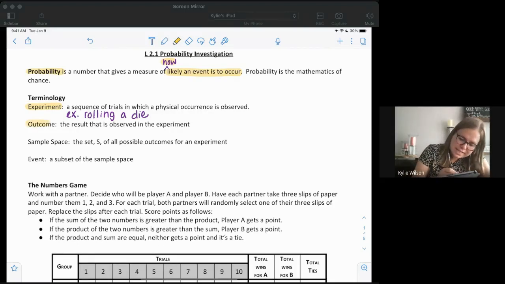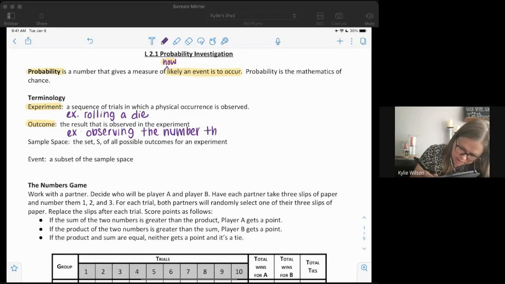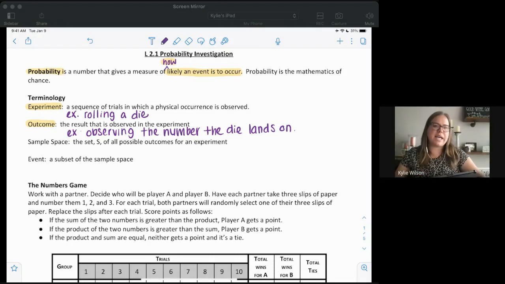Next is an outcome. And an outcome is the result that is observed. So for example, if we were observing the number the die lands on, my outcomes when I roll a die could be a 1, a 2, a 3, a 4, a 5, or a 6. I have 6 possible outcomes when I roll this die.